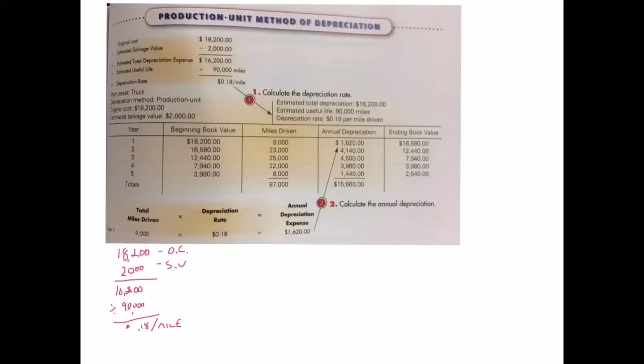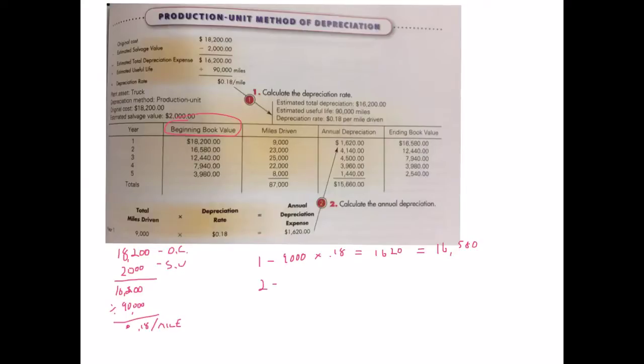In the production unit method here, we're going to start with the beginning book value. So in year one, it says that we have driven 9,000 miles. We're depreciating 18 cents each mile, so we can take 9,000 times 0.18. It's going to give us 1620. We can depreciate in year one $1,620. So that will give us an ending book value of $16,580.